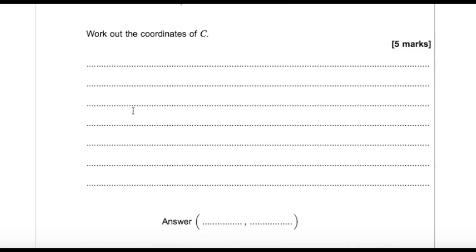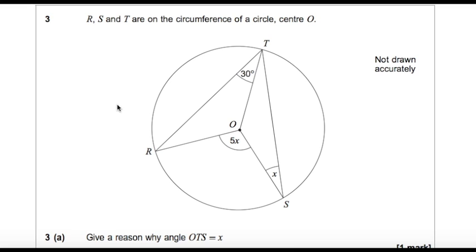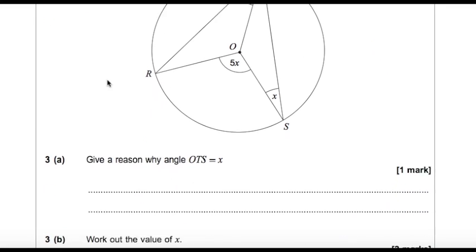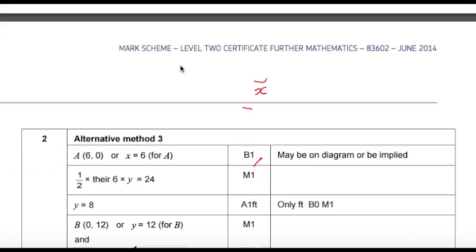Okay, so question 3. R, S and T are on the circumference of circle centre O. So 3A, 1 mark, give a reason why OTS equals x. So OTS is this here. So I would say that's because OS and OT are both radii of this circle. So this is nice. So OTS is an isosceles triangle. So that must have to be x as well.